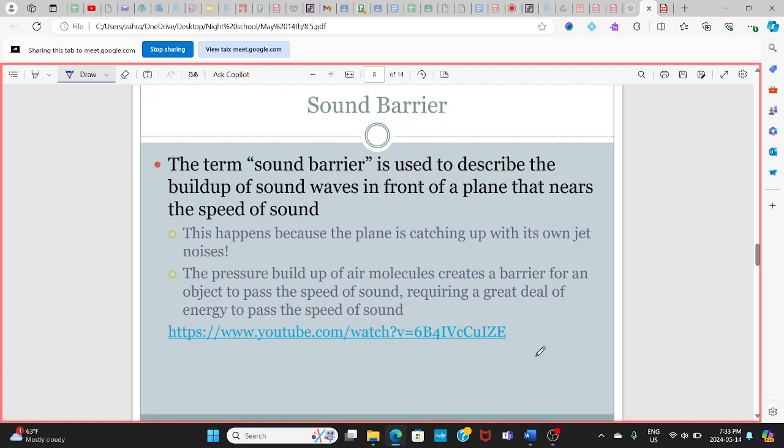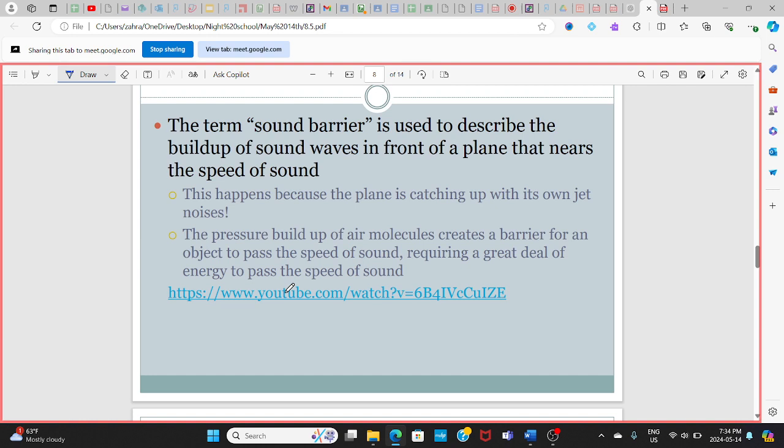Now here is the sound barrier. The term sound barrier is used to describe the buildup of sound waves in front of a plane that nears the speed of sound. It's what happens when an object or airplane is trying to break the sound barrier, going faster than the speed of sound. This happens because the plane is catching up with its own jet noises. The pressure buildup of the air molecules creates a barrier for an object to pass the speed of sound, requiring a great deal of energy.